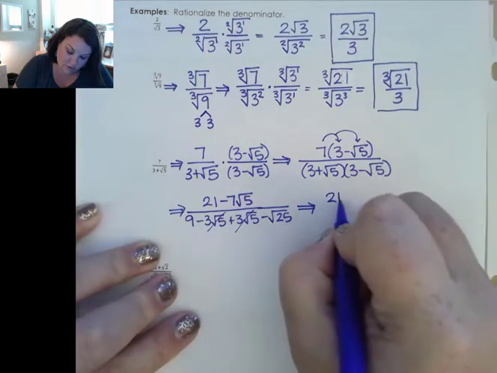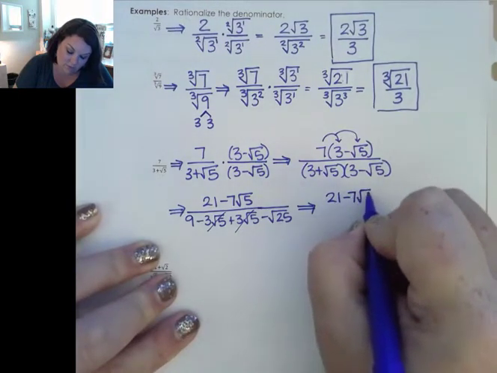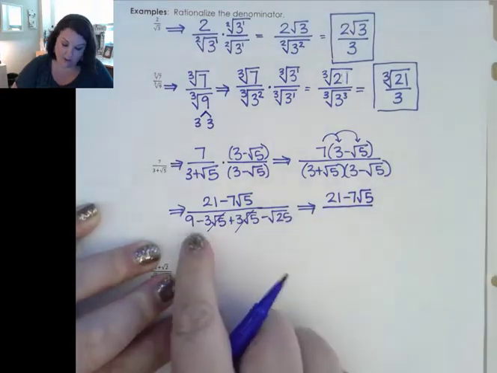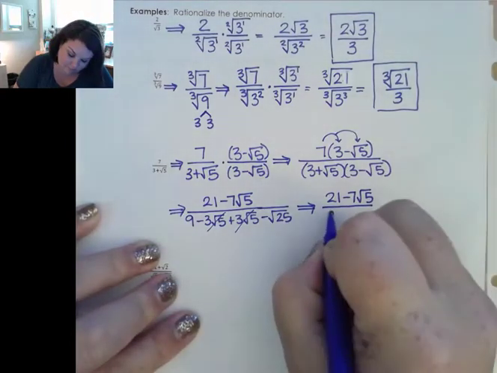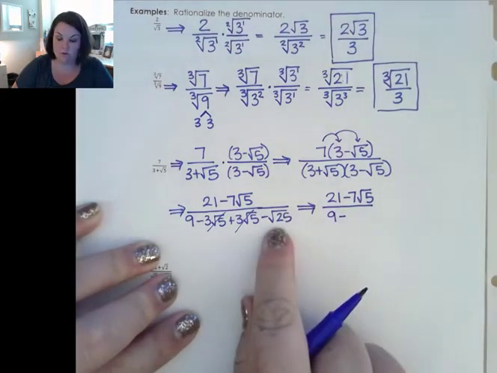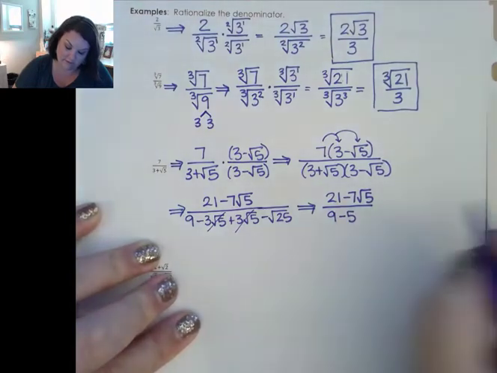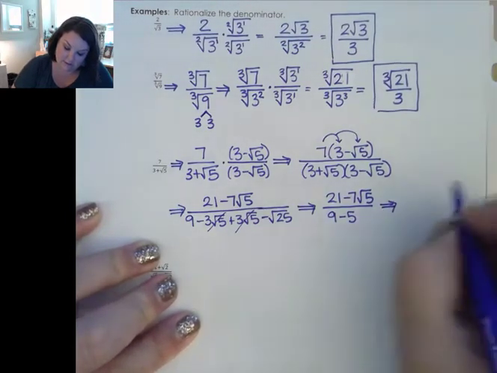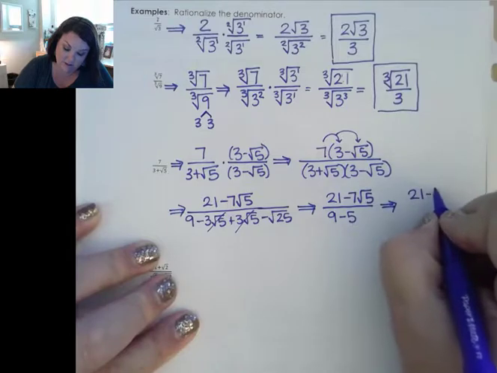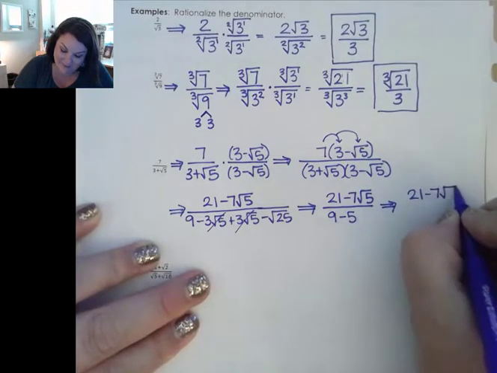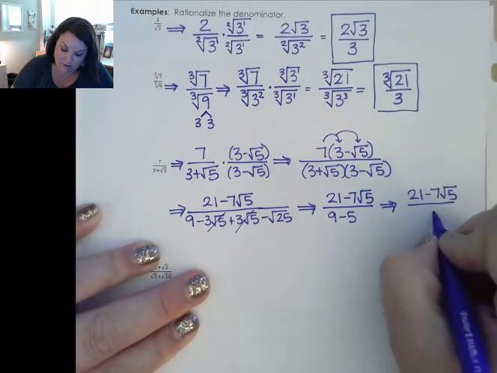So I have 21 minus 7 square root of 5 on the top. On the bottom, I have 9 minus the square root of 25, which is 5. And then I just keep simplifying. 21 minus 7 square root of 5 all over 4.